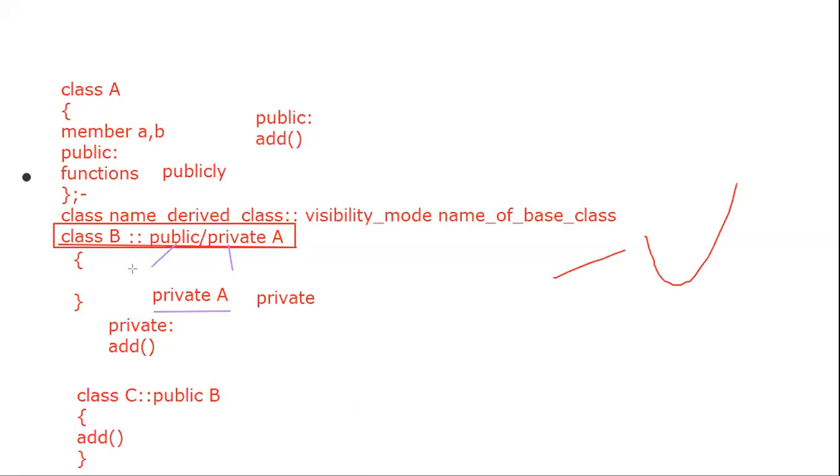Okay, when you are going to inherit some functionality from the base class, you just mark it as private or public as per your requirement.